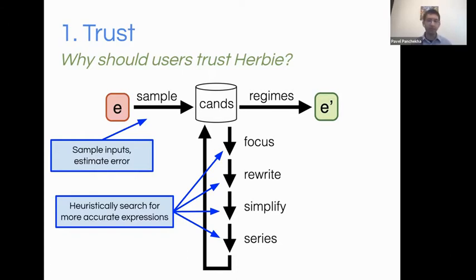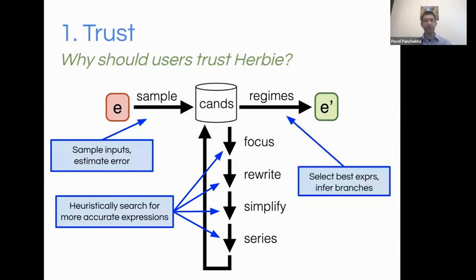And then at the end of this improvement loop, we've got a pass called regime inference. And that regime inference pass is all about, from this set of candidates, selecting the best expressions for each input point, inferring some kind of if statement that branches between different candidate programs when those candidate programs are good.